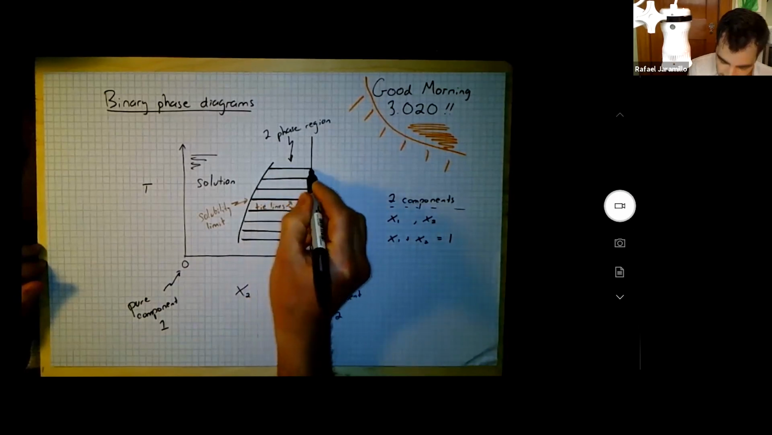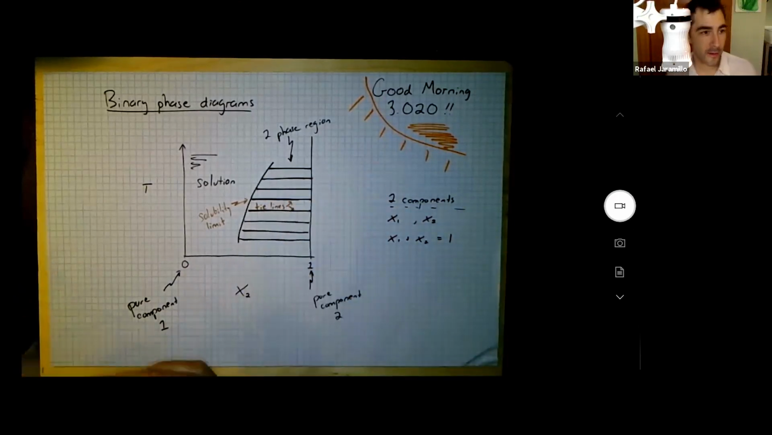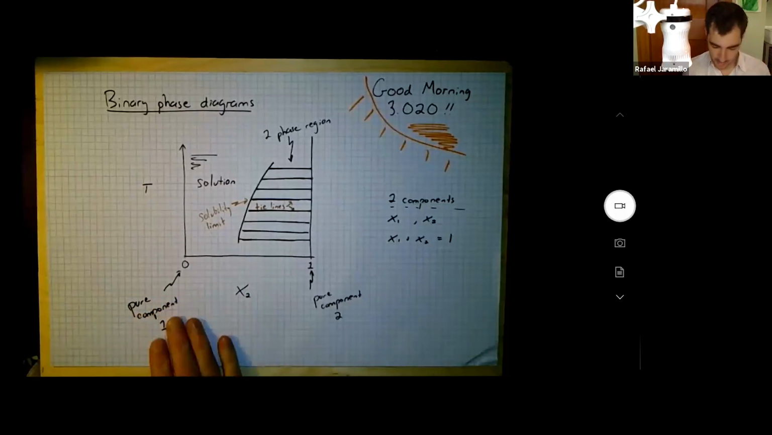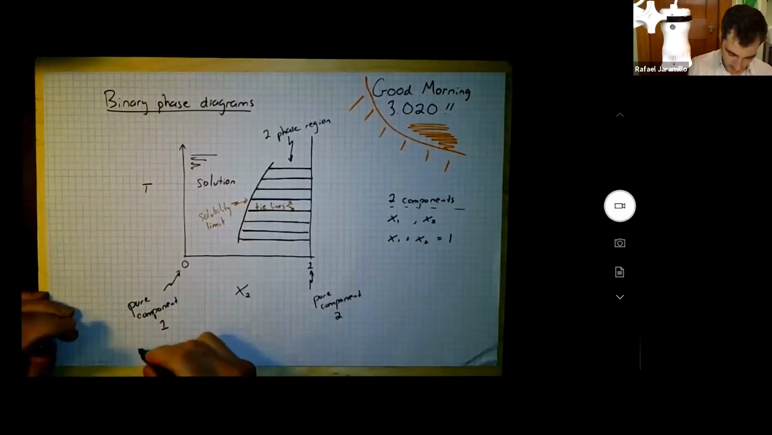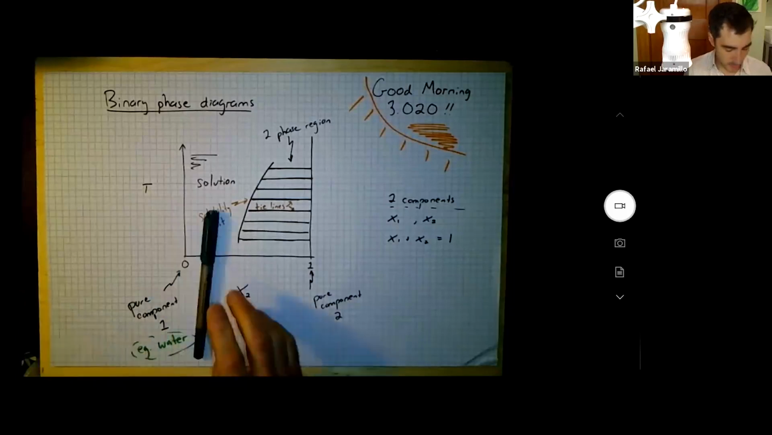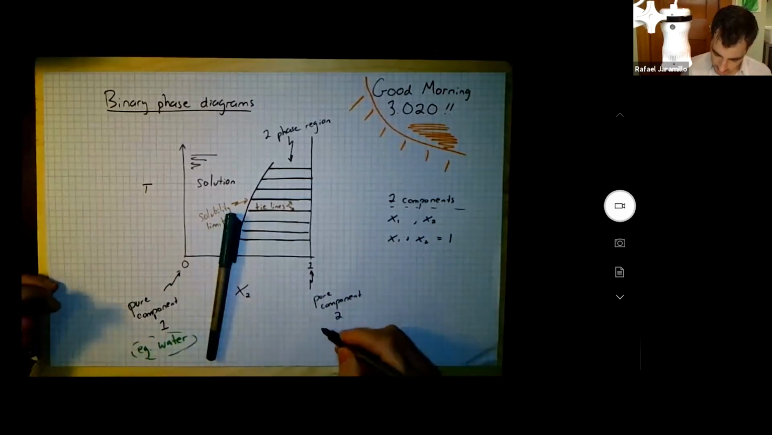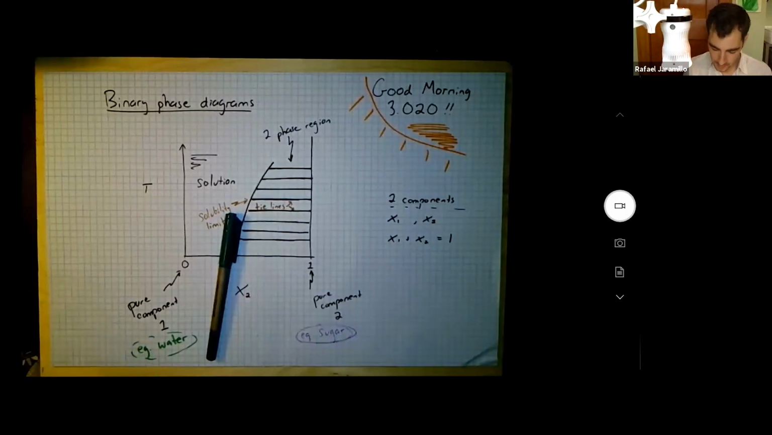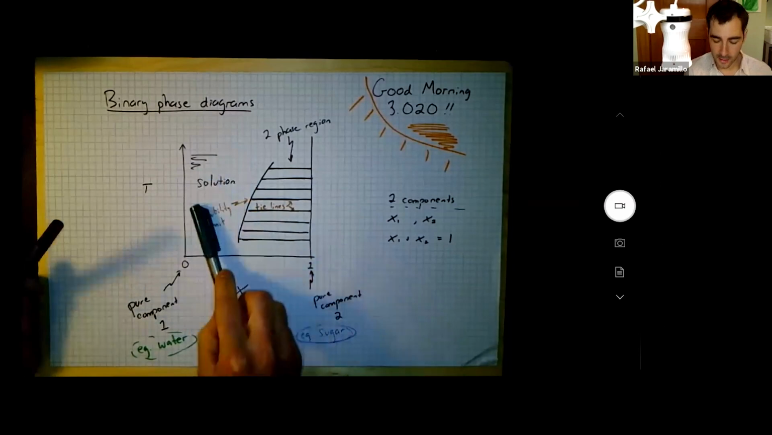So let's make this specific. Let's pretend that this is sugar water, a water and sugar solution. So pure component 1 is, let's say, water, and pure component 2 is, let's say, sugar. So this region here is sugar water.